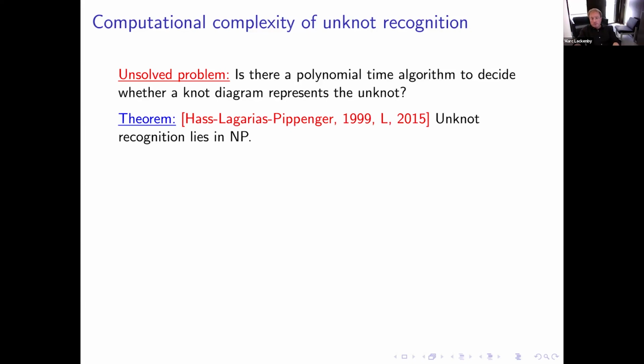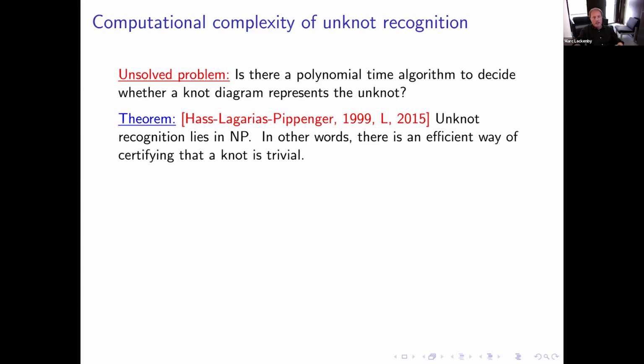However, there are still interesting things that you can say about the computational complexity of unknot recognition. And the first result in this direction was due to Haas, Lagarias, and Pippenger, who proved that unknot recognition lies in NP. In other words, if a knot is trivial, there's an efficient way of certifying that it's trivial. So their certificate is as follows. Someone's given you a knot, and you need to prove that it's the unknot. How do they do it?